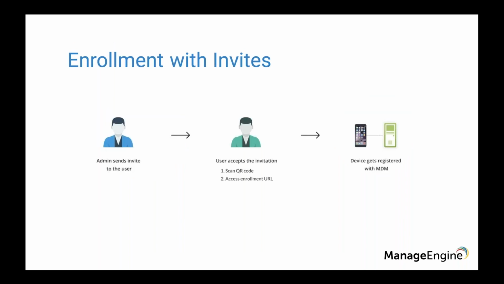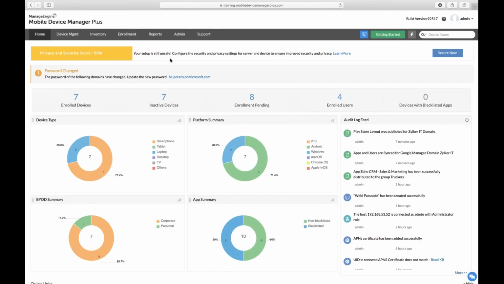First we start with a simple task to enroll users via invites. The admin sends an invite to the user. The user would then accept the invitation by scanning a QR code or accessing the enrollment URL given over there, followed by which the device would be registered, or enrolled, I would say, with the MDM solution. So let's see how that works.